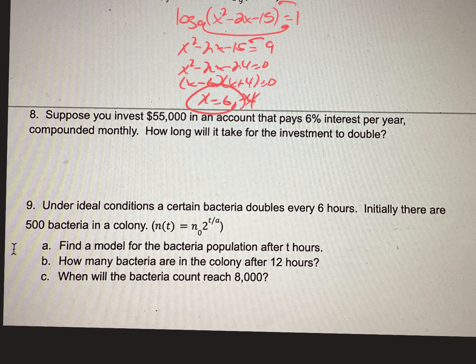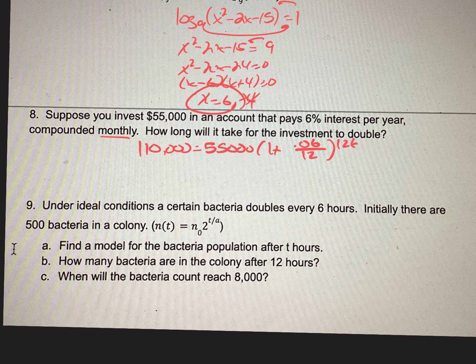Number 8, suppose you invest $55,000 in an account that pays 6% interest per year, compounded monthly. That's a big deal. It's not PERT. How long will it take for it to double? Okay, so if it doubles, it's going to be worth $110,000. And the initial is $55,000. That's our principal. 1 plus r, the rate is 0.06, compounded monthly. And it's nt power, so 12t. I'm looking for the t.